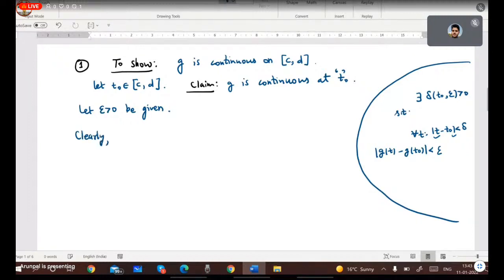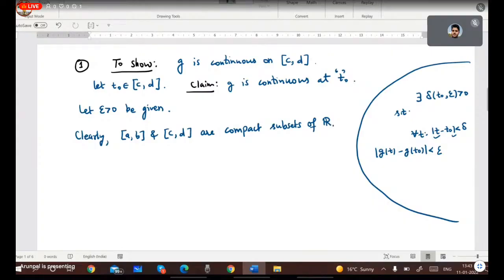Clearly, this and this are compact subsets of R, because they are closed and bounded. Of course, needless to say, we are working with the usual metric. There is no need to write it again and again, class.